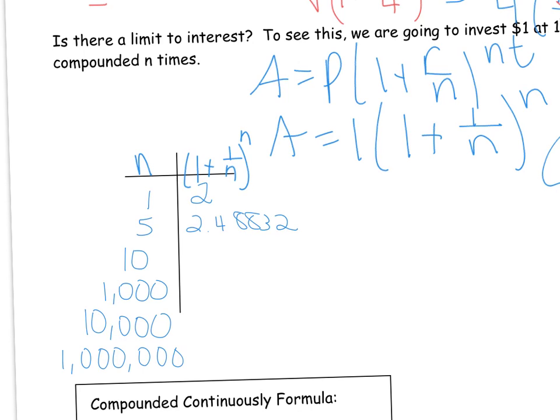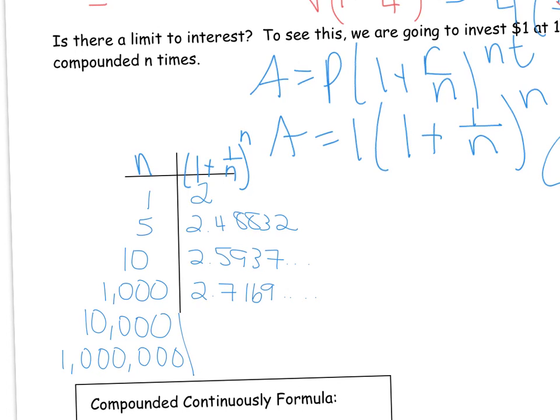I'm going to try that 10. 1 plus 1 divided by 10 to the 10th is 2.5937 dot dot dot. 1 plus 1 over 1,000 to the 1,000th, and we're up to 2.7169 dot dot dot. Okay, I see lots of growth. Okay, 1 plus 1 over 10,000 to the 10,000th.